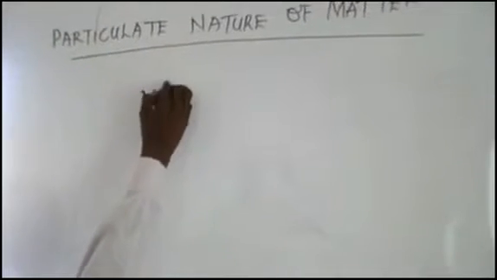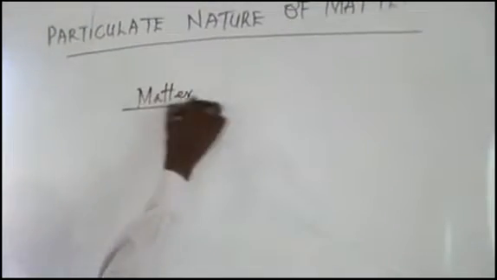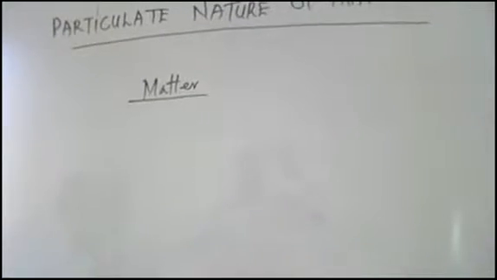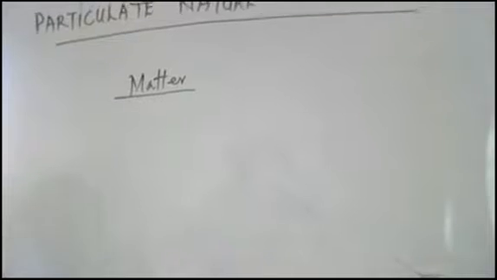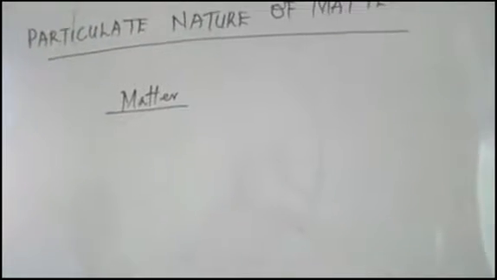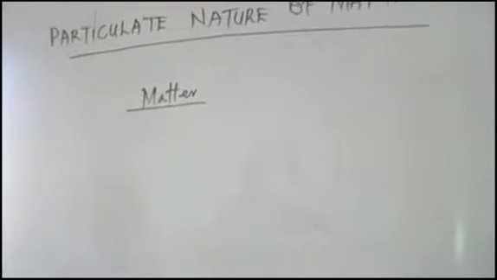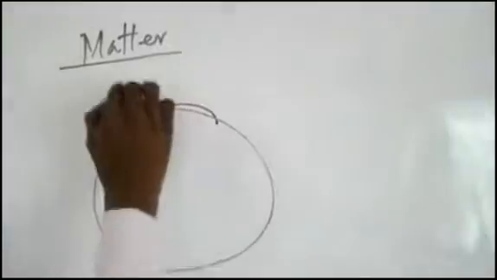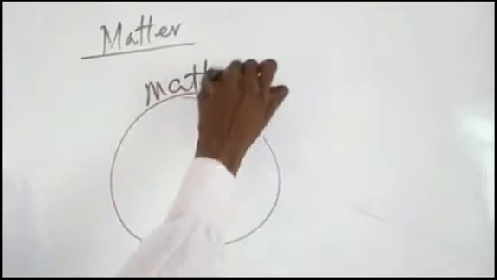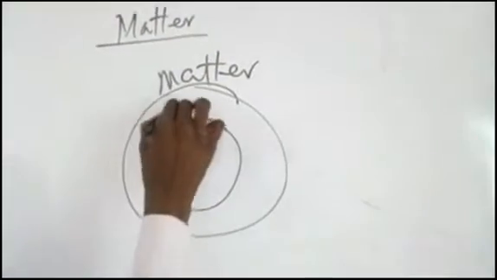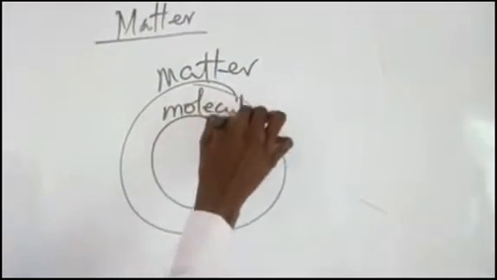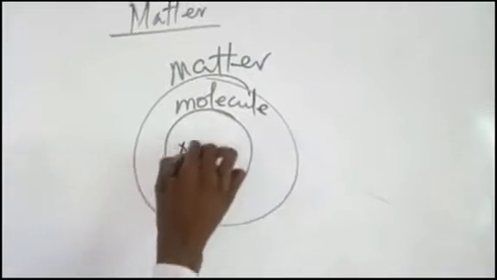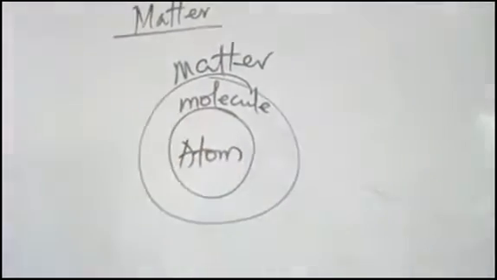What is matter? Matter is anything that has mass and occupies space. Anything you can see around you, be it bottles, wristwatch, board, marker, and so on, is matter. In matter, we see what we call molecules, and in molecules, we see what we call atoms.